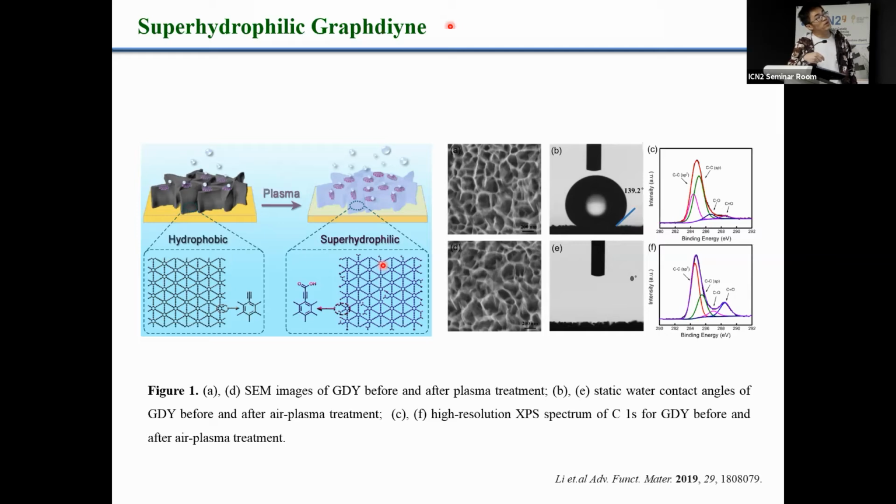And this is some structure. We can see the structure remains unchanged after plasma, but look at the contact angle. This is very hydrophobic. But after treatment, we can see the contact angle becomes 0. So it becomes superhydrophilic. And in this XPS, we can see it introduced a lot of C-OH groups.